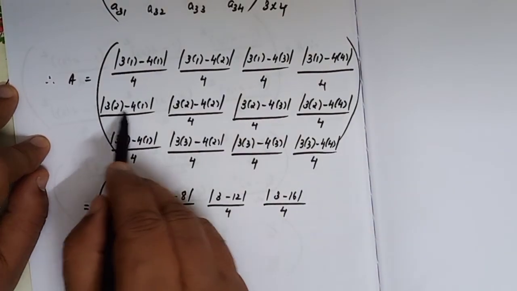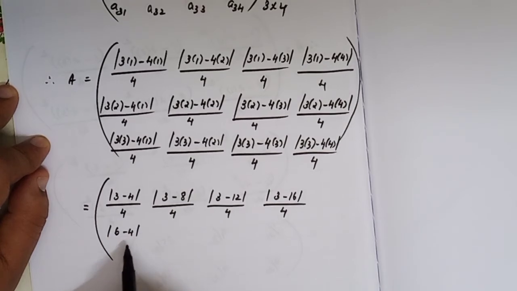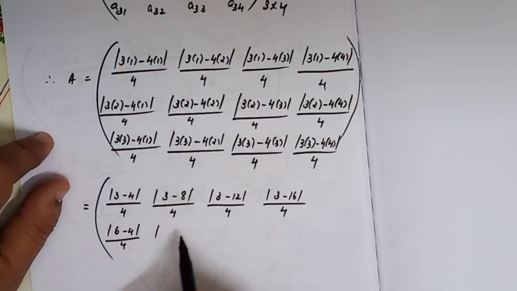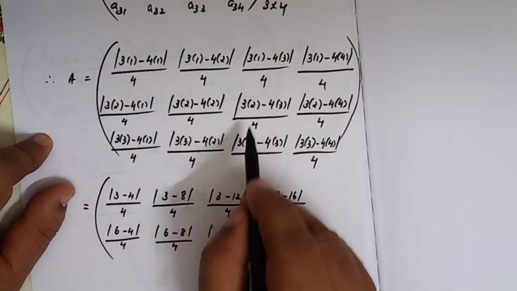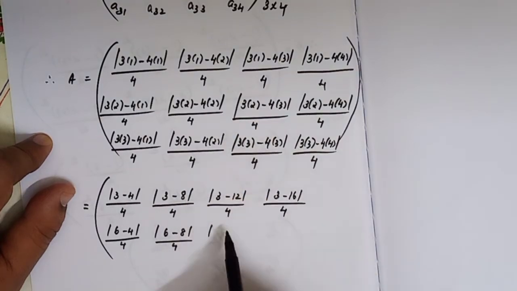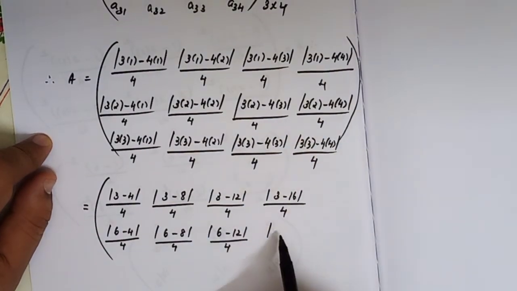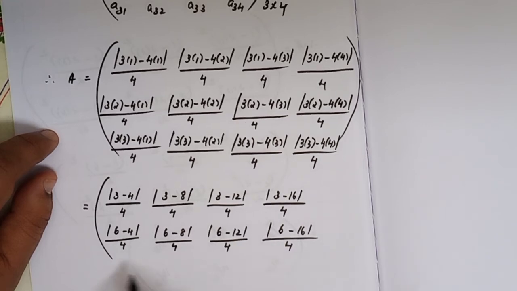Next 3 twos are 6, 4 ones are 4: modulus of 6 minus 4 divided by 4. Modulus of 3 twos are 6, 4 twos are 8: 6 minus 8 divided by 4. Modulus of 3 twos are 6, 4 threes are 12: modulus of 6 minus 12 divided by 4. Next 3 twos are 6, 4 fours are 16: modulus of 6 minus 16 divided by 4.